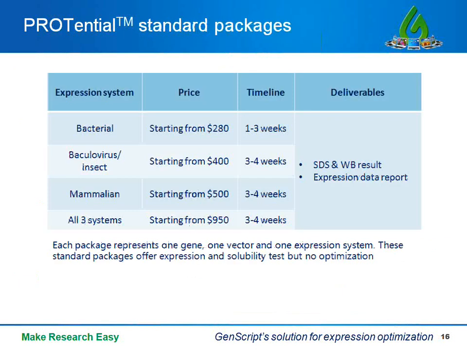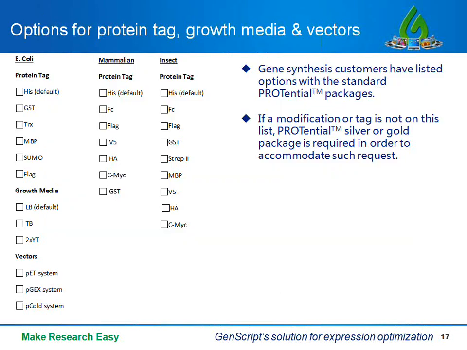And this table here lists the prices of our Potential standard package. You can choose one or more host options, and the timeline for these services is between 1 to 4 weeks, and deliverables include SDS-PAGE and Western blot data along with an expression data report. You can also get a quote for these services or order them directly from our website, and if you are our existing gene synthesis customer, this process is even more streamlined for you.